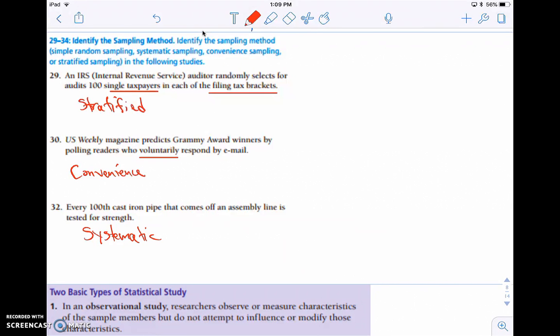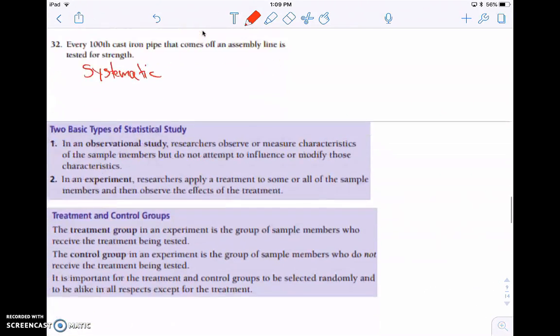And so that would be systematic sampling. Again, that's a look at identifying, based off of the information given, what type of sampling method is being used.